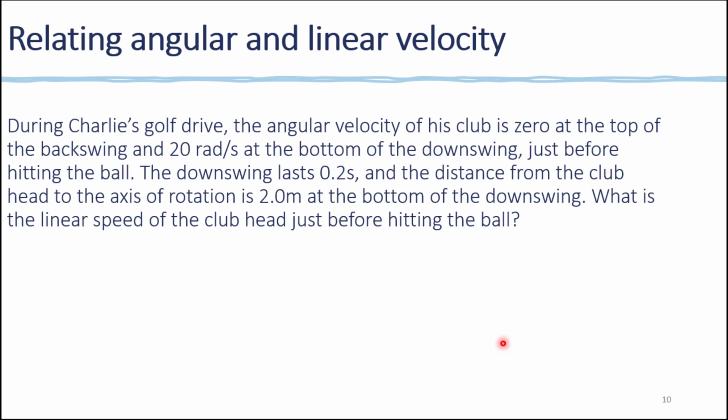Okay, time to test our knowledge. So here's a practice problem. During Charlie's golf drive, the angular velocity of his club is 0 at the top of the backswing and 20 radians per second at the bottom of the downswing just before hitting the ball. The downswing lasts 0.2 seconds, and the distance from the club head to the axis of rotation is 2 meters at the bottom of the downswing. What is the linear speed of the club head just before hitting the ball? So I encourage you to pause here and try to work through this calculation on your own.